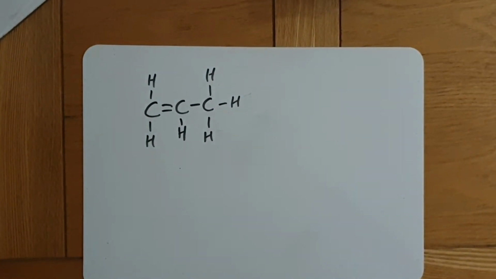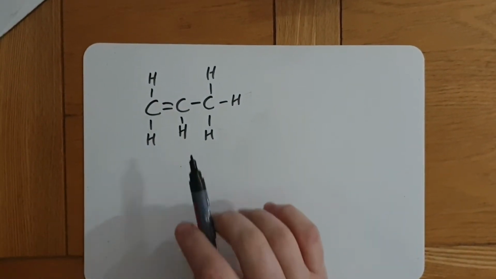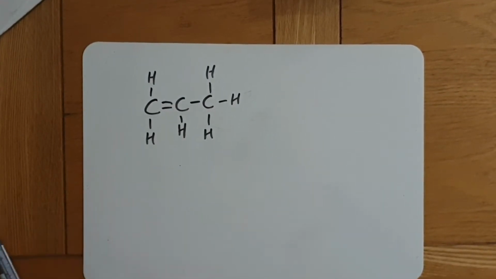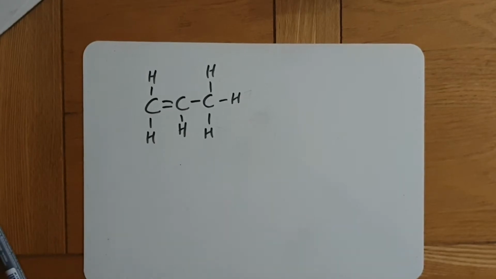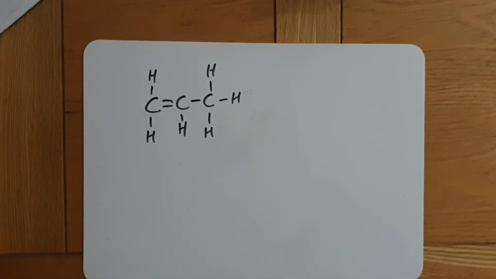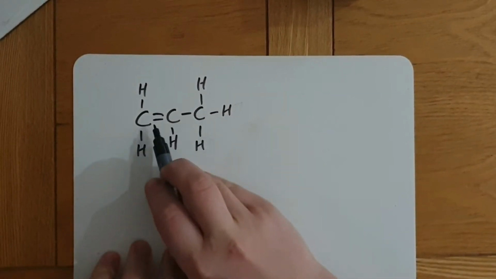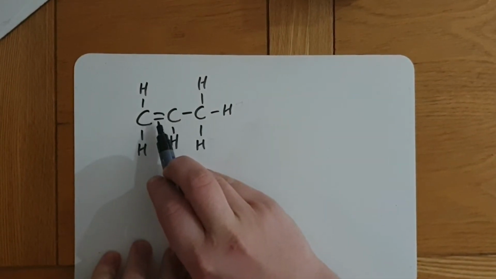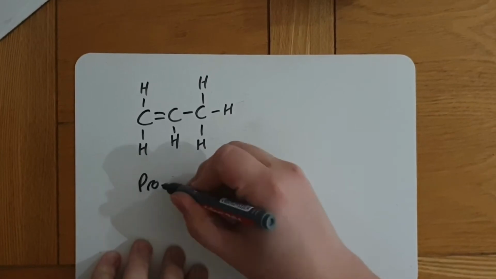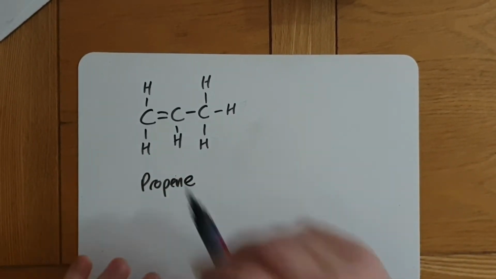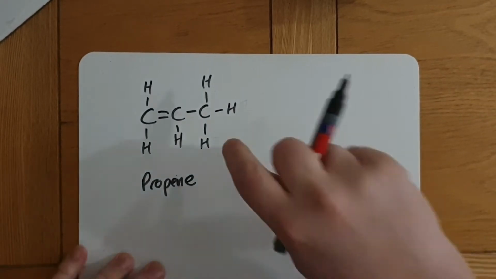Right, if you could just pause the video and try and name this. So pause the video and try and name that one. I'll give you guys a few seconds. Okay, so hopefully you've worked out that this is 3 carbons, so it's pro, and it's got a double bond, so it's ene. So we've got propene.